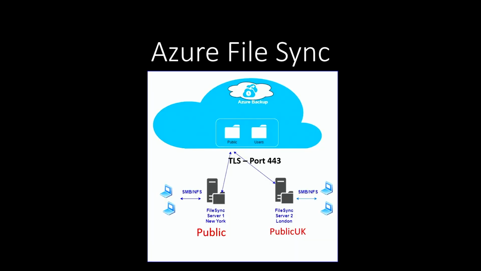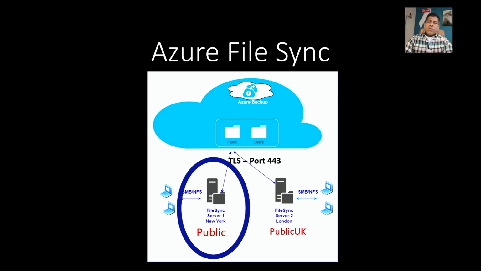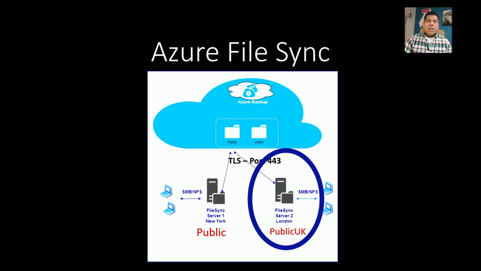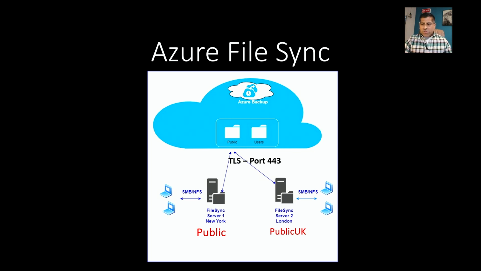Okay, the first thing we're gonna do is talk about the configuration that we're gonna use in this demo. We are going to use the same configuration that we used in the other video. If you haven't watched the other video, please do so. It'll help you figure out how we configure this scenario. So we have a standalone server in New York that has a public folder, and we also have a standalone server in London that has a public UK folder or share that users connect into. So if you drop a file in the public folder in New York, it gets replicated to the public UK folder in London. And if you drop a file in public UK in London, that file gets replicated to New York as well. And the data is replicated using port 443 up to Azure FileSync.